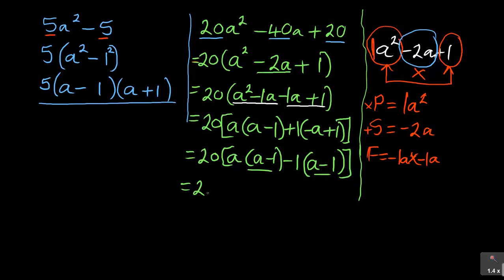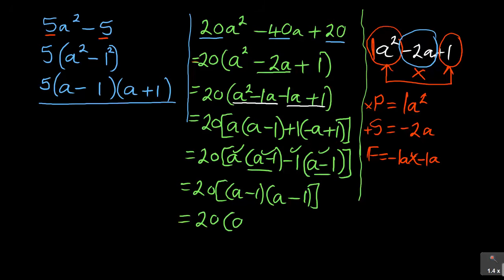So this is equal to 20. And then now it's the same bracket. I'll write it as a minus 1. Now outside the bracket, I've got that and that, which is also a minus 1. Now if I simplify this further, it's 20 a minus 1. Because there are two of them, it will become a minus 1 squared. So that is how I would have approached this part of factorization.